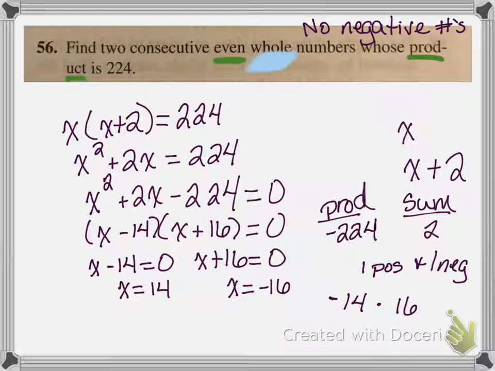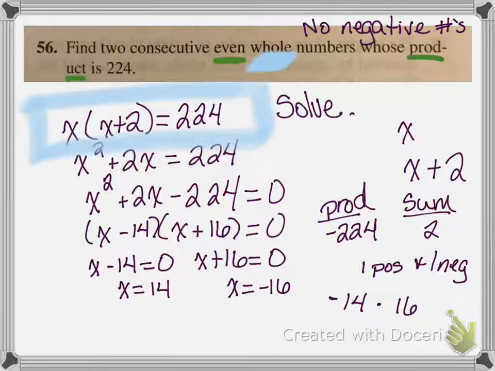Okay, now, if I told you the problem on your quiz or your test or your homework was this problem right here, and the directions said solve, okay? If that's what the problem was, your answer would be 14 and negative 16. That's what your answer would be on a test, on a quiz, on homework. But the problem is this word problem. The problem says find two consecutive even whole numbers whose product is 224.